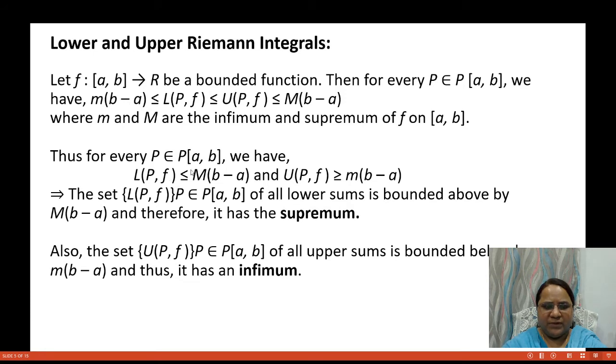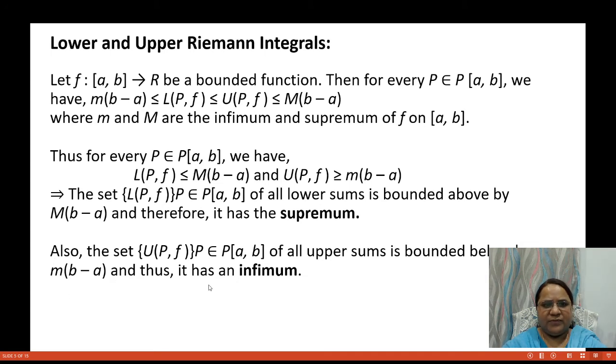So for every P belonging to P[a,b], we have L(P,f) less than or equal to M(b minus a), and U(P,f) greater than or equal to m(b minus a). The set of all lower sums L(P,f), P belonging to P[a,b], is bounded above by M(b minus a), and therefore it has a supremum. Also, the set of all upper sums U(P,f), P belonging to P[a,b], is bounded below by m(b minus a), and thus it has an infimum.